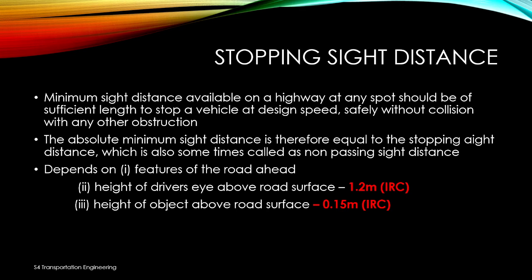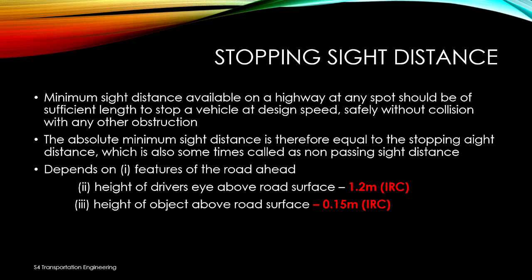It is the absolute minimum sight distance. It is therefore equal to the stopping sight distance, which is also sometimes called non-passing sight distance. We are not trying to overtake an object, or to overtake another vehicle. That is why it is called absolute minimum sight distance or non-passing sight distance.